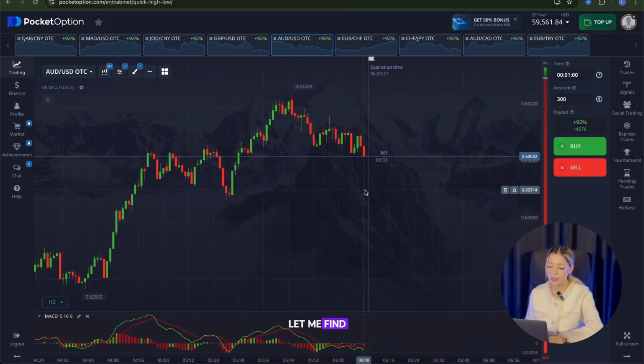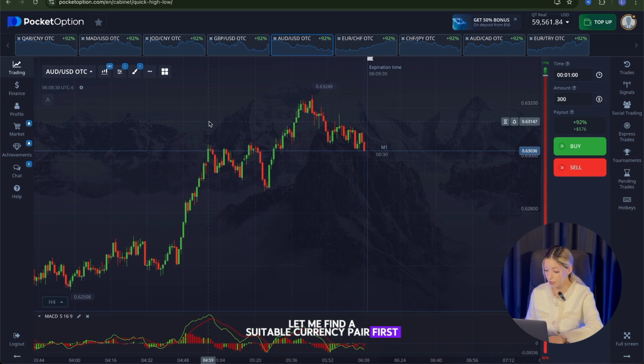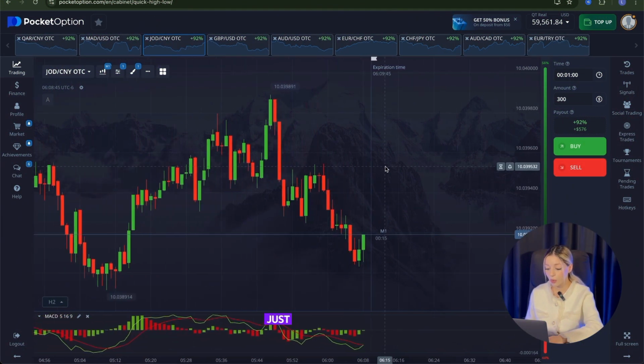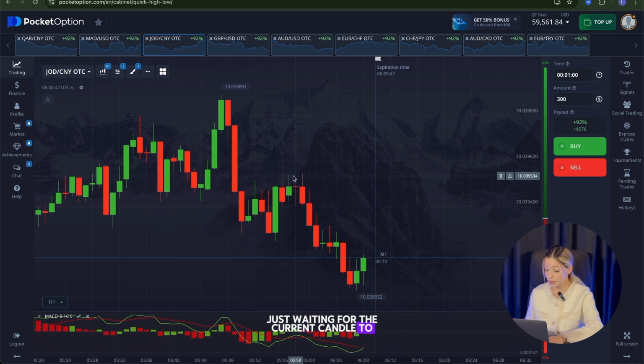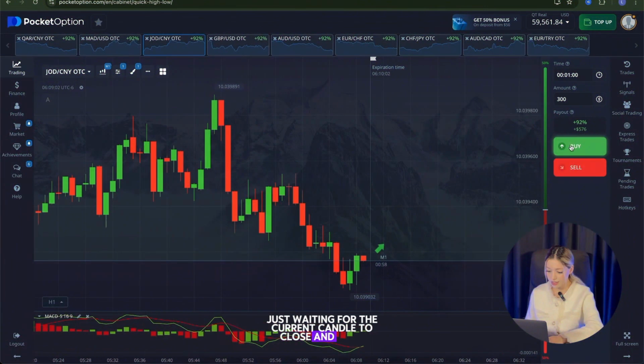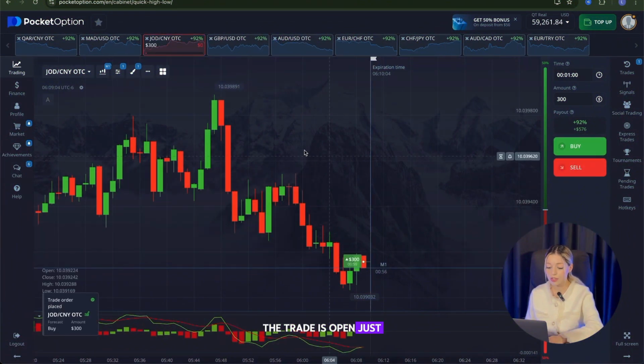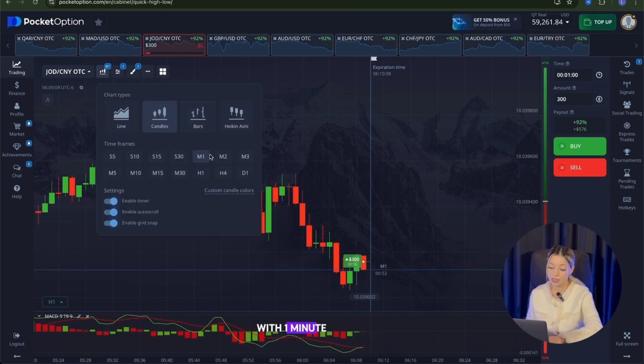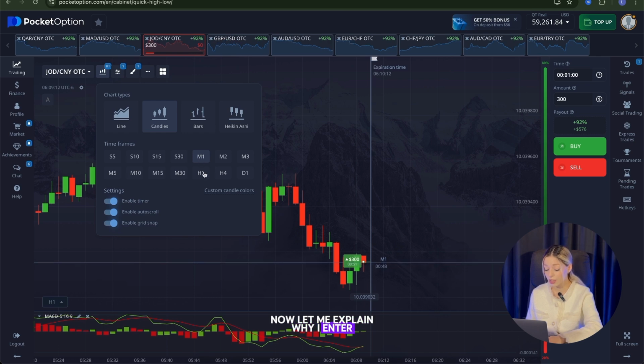Let me find a suitable currency pair first. Okay, I'm about to open a buy trade, just waiting for the current candle to close. And done. The trade is open. Just so you know, I'm using a 1 minute time frame with 1 minute expiration. So now let me explain why I entered this trade.